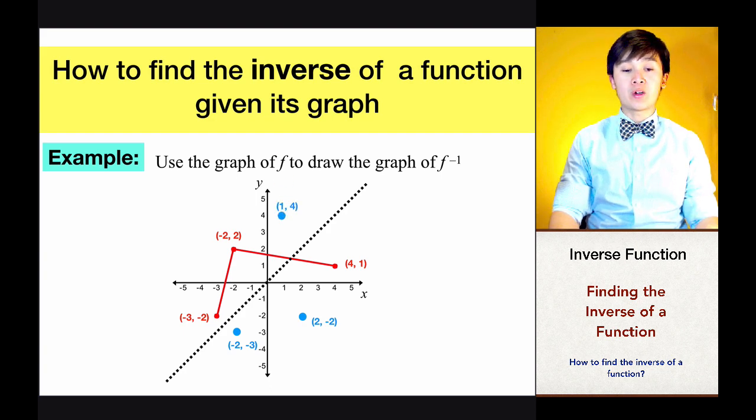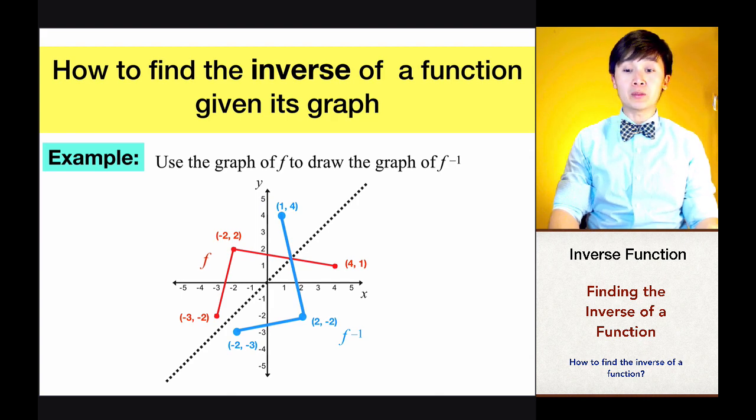So now that we have our 3 points that we can connect, once we connect the dots, we'll be able to see the inverse function of our f of x. So the red graph that you are seeing is our f function, and the blue graph that you are seeing right now is our f inverse function, which we are able to generate by referencing the points that were given in this graph of x.